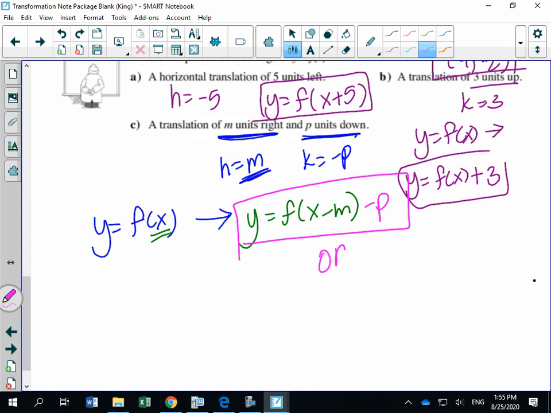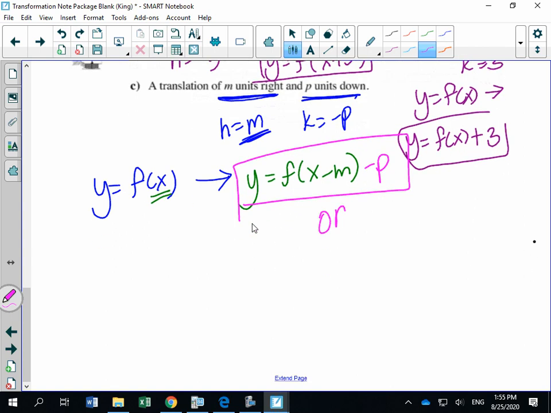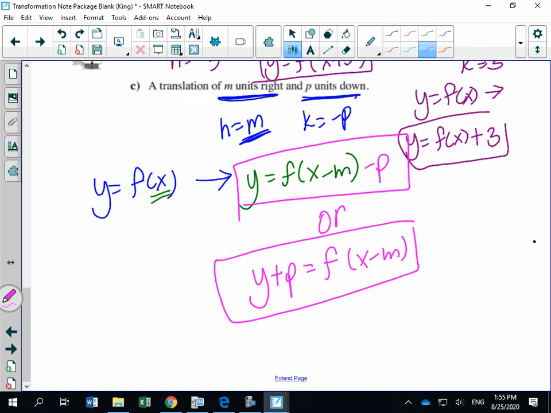or students who are really, really good at thinking about this, they know that that k value over here can go with the y because it's the transformation on y. So some students on a test will take it one step further and they will say this is actually the answer, and they are correct, right? Because this is a transformation of m units right and p units down.